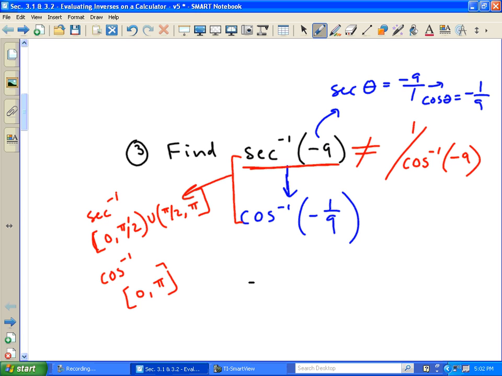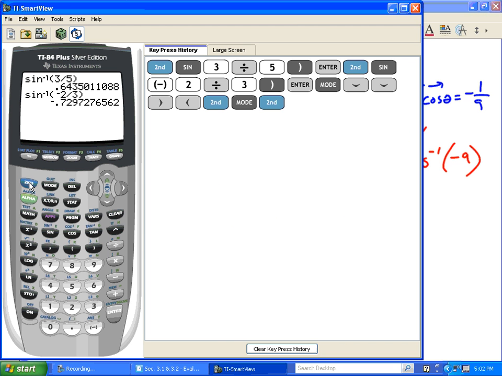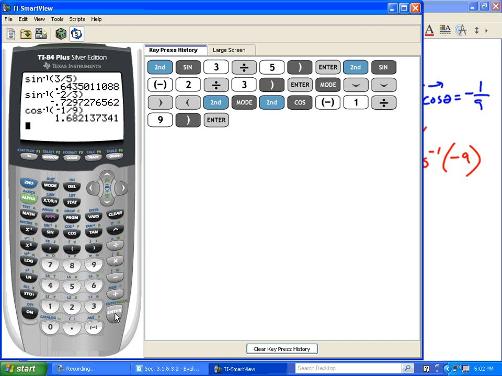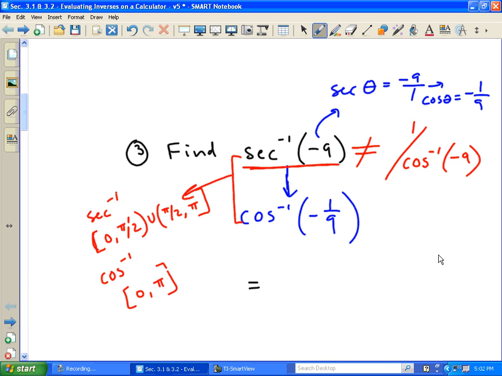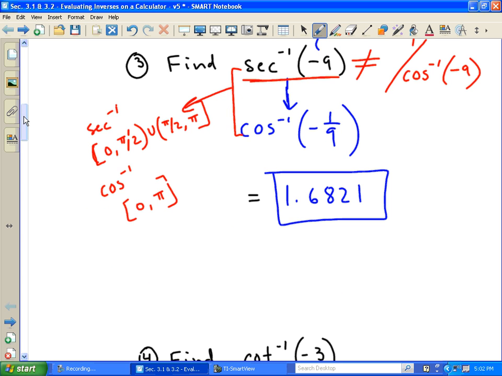So let's go to our calculator and compute this particular one. We want to perform cosine inverse of negative 1 over 9. Okay, that results in 1.6821 if we round to 4 places. Now let me verify what I'm talking about as far as the restrictions are concerned. This particular answer is an element of the restriction on secant inverse.